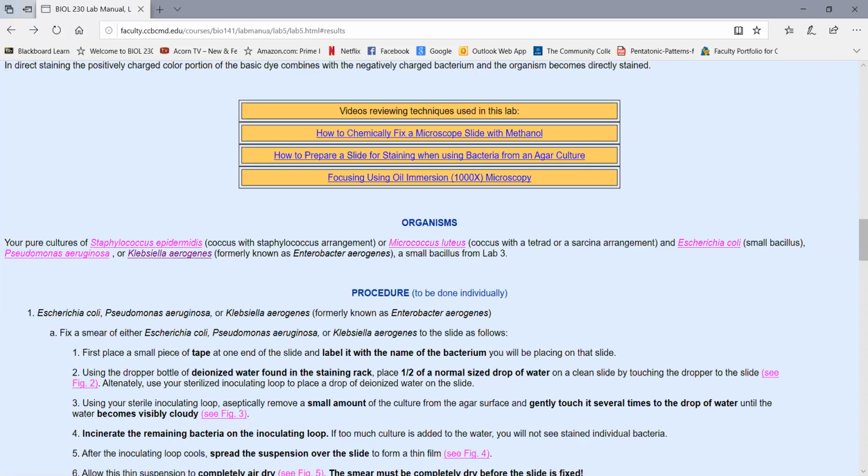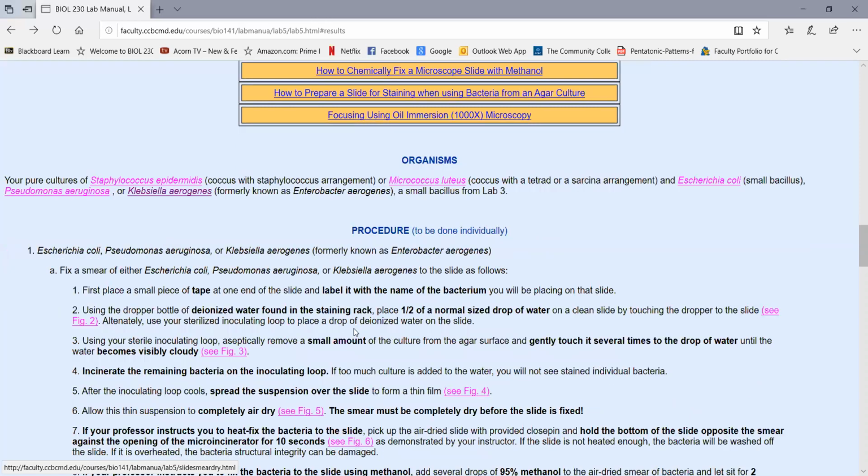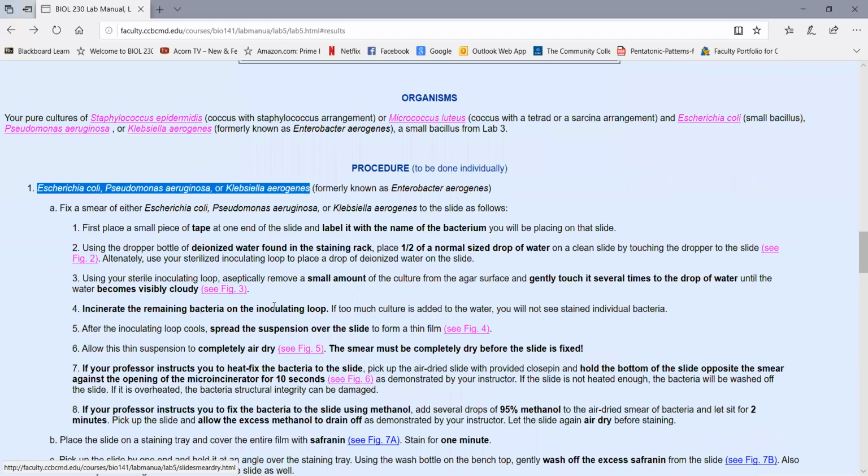So your main goal today is to make 2 direct stains of your 2 bacteria from lab 3: the gram-positive you isolated and the gram-negative you isolated. And of course, when you show them to me, I'll be asking you the shape and/or arrangement. So you might start by doing a direct stain of whichever gram-negative you isolated, Escherichia coli, Pseudomonas aeruginosa, or Klebsiella aerogenes.